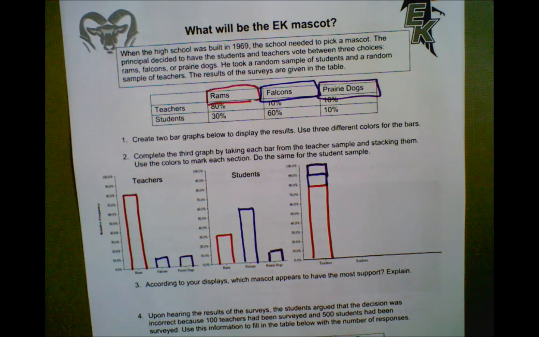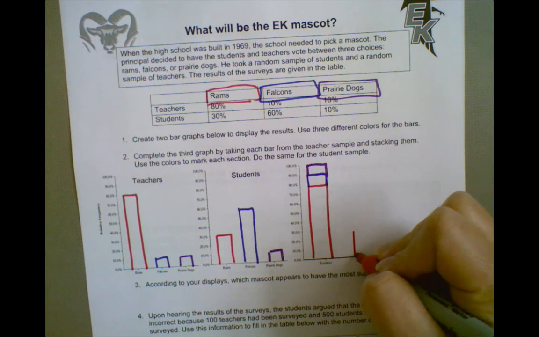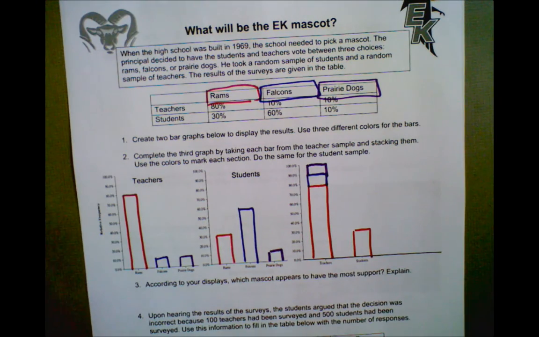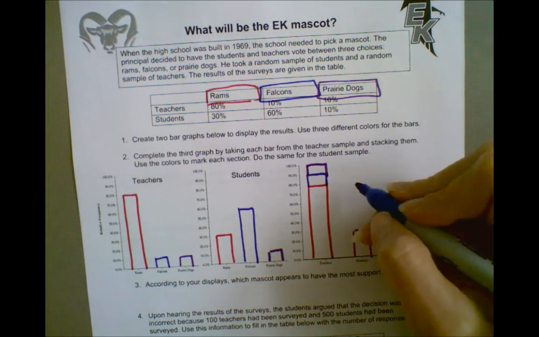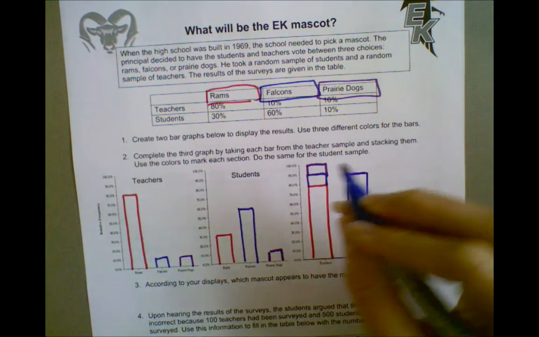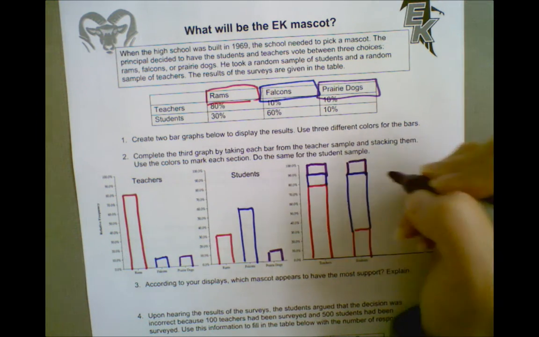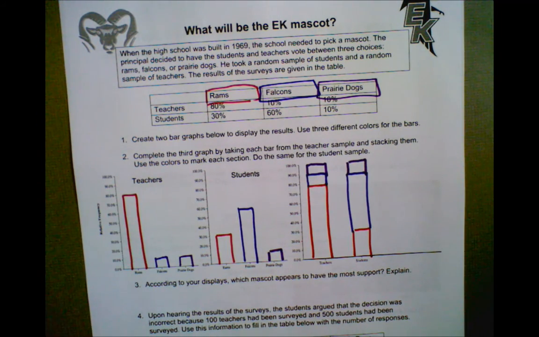I'm then going to do the students. So for students, we had 30% that voted for Rams, and then if I stack on top of it the 60% that voted for Falcons, and then on top of that the 10% that voted for prairie dogs, that's 100% of the students.